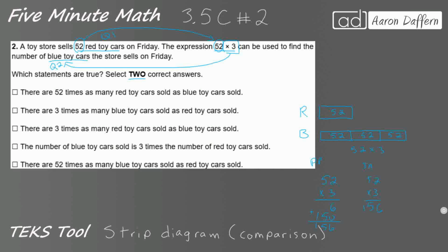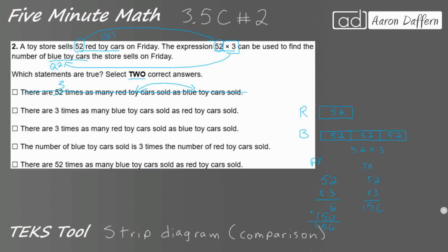So could we say there are 52 times as many red cars as blue cars? Well, that's not going to work because there are more blue cars than red cars, so they flipped those, and there's not 52 times as many. That's how many red cars there are. There's 3 times as many. So this is wrong multiple ways. There are 3 times as many blue cars as red cars.